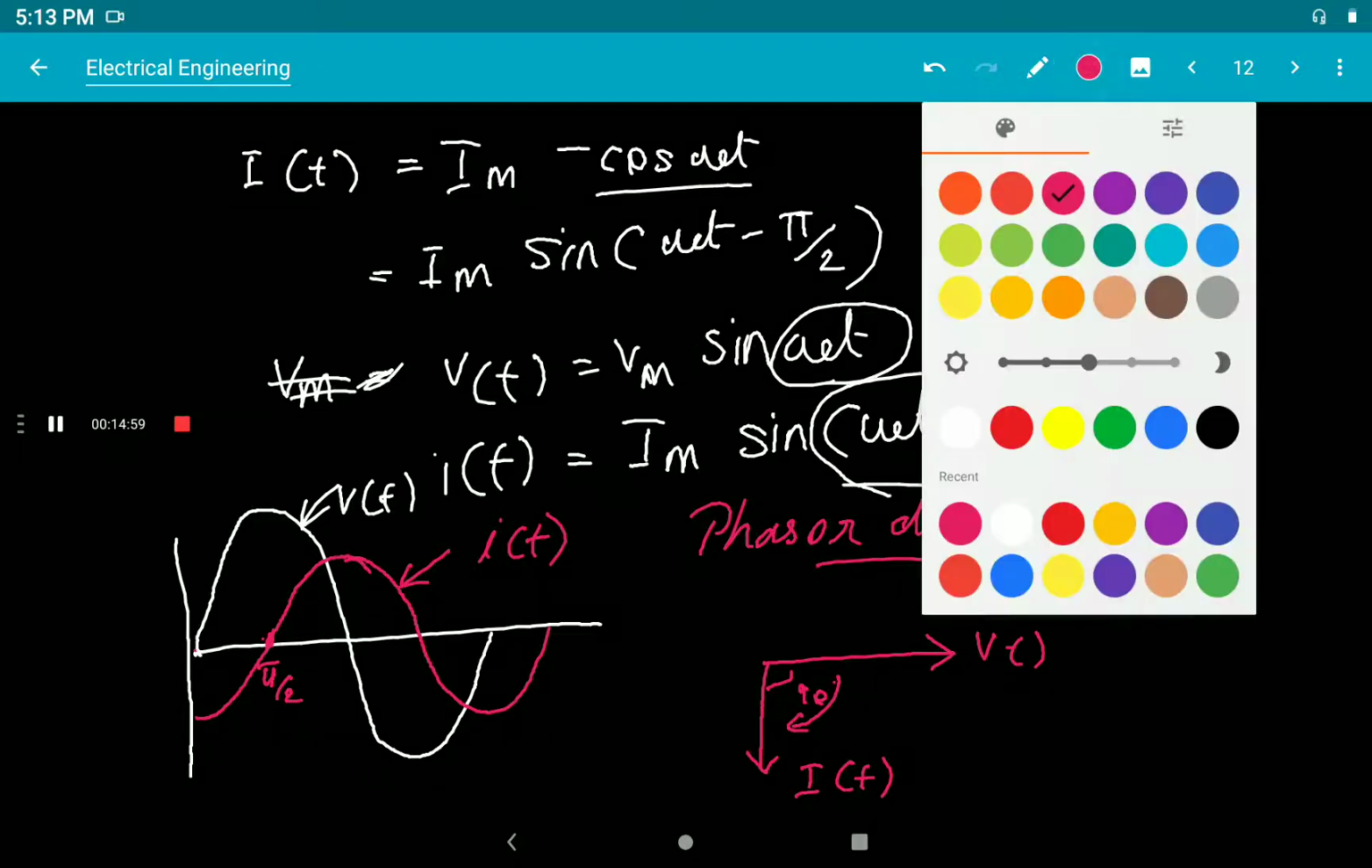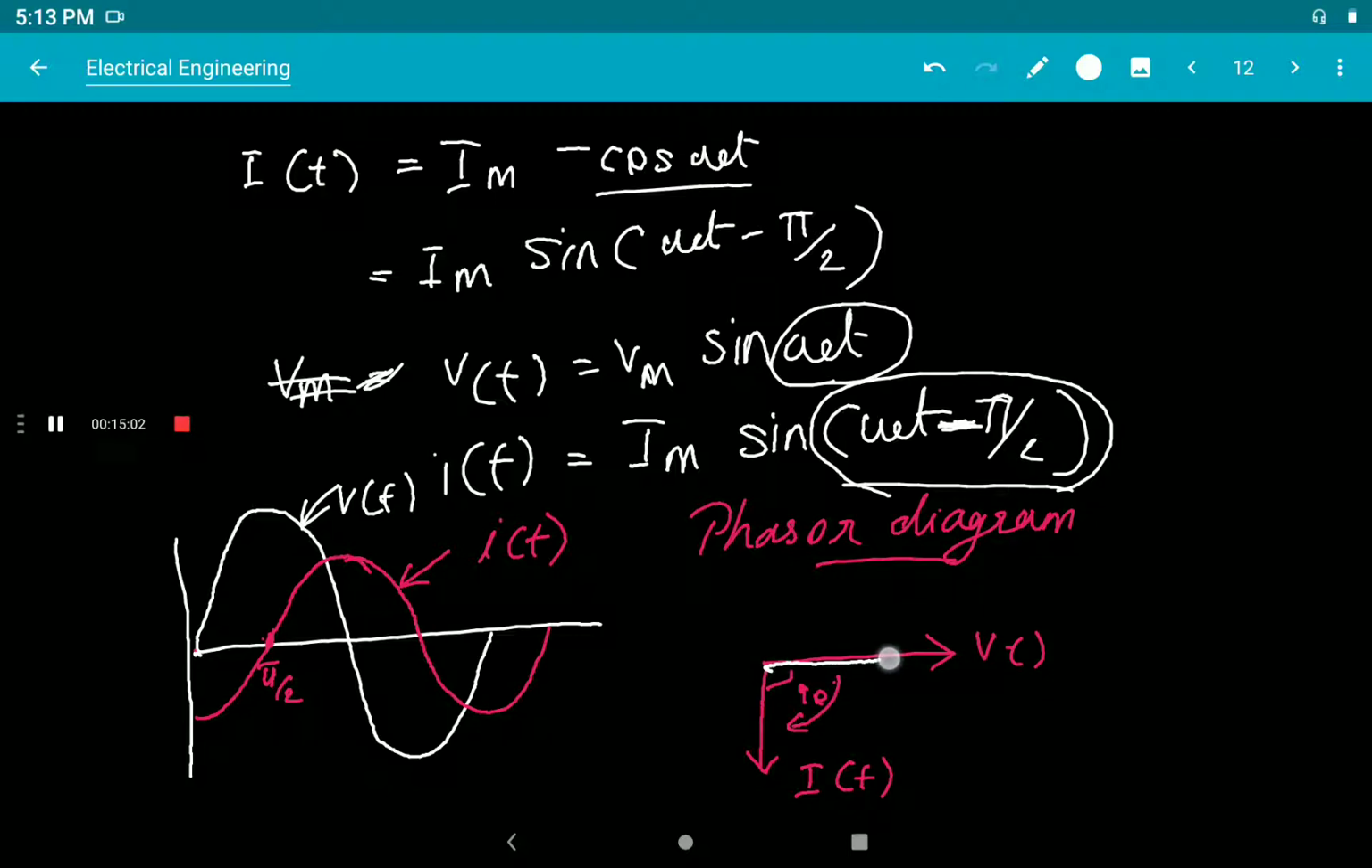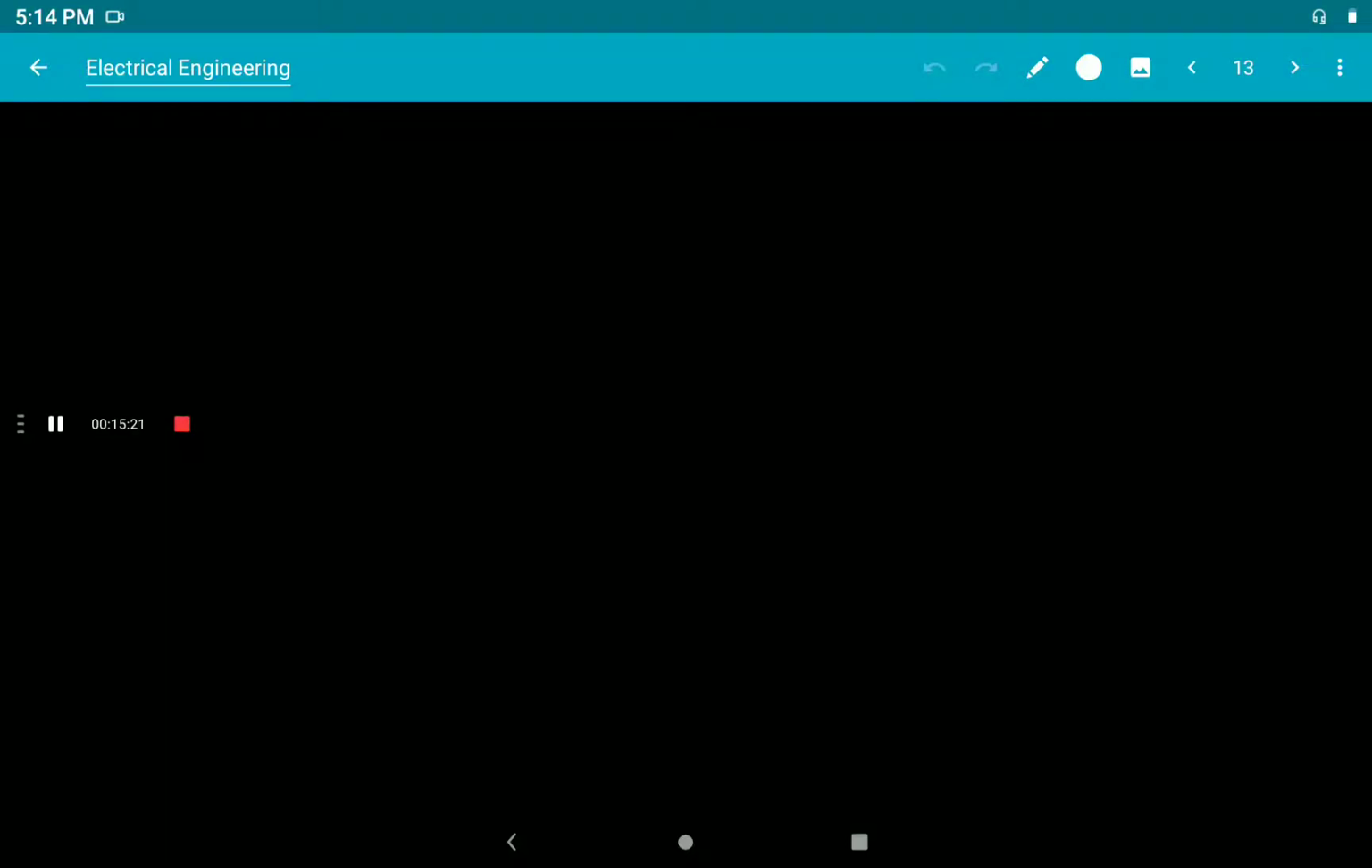The voltage waveform reference is taken on the x-axis and the current lags the applied voltage by 90 degrees. So this is the waveform representation and phasor diagram of a pure inductive circuit. And here the inductive reactance XL is found from the self-inductance L times the angular frequency omega, that is L into 2 pi f. You can find the inductive reactance as L into 2 pi f.